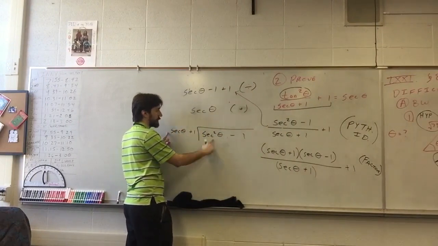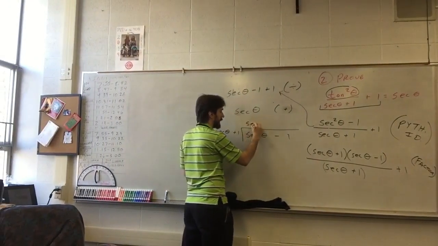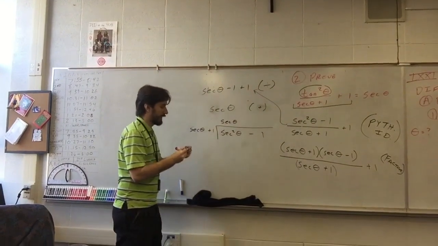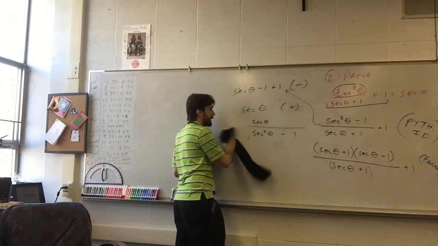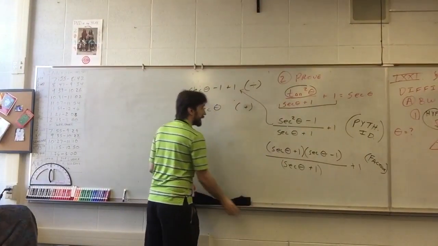And you say, how many times does secant go into secant squared, right? And you say it goes into it secant times, right? And then go ahead and do the long division there. You could go straight there if you knew that that was what was going to happen.